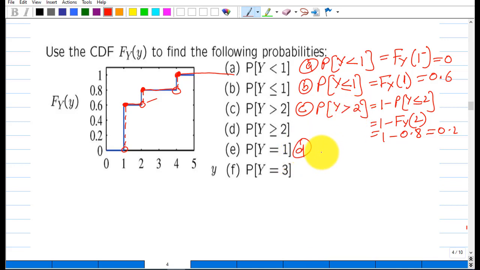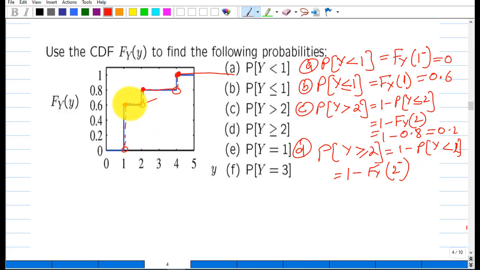Then part D asks for the probability of Y greater than or equal to 2. By definition, we find it as 1 minus the probability of Y less than 2. Y less than 2 is defined as F_Y(2 minus), just before 2. Just before 2 the value is 0.6, because at exactly 2 it is 0.8, but just before 2 it is 0.6. So it will be 1 minus 0.6, which is 0.4.